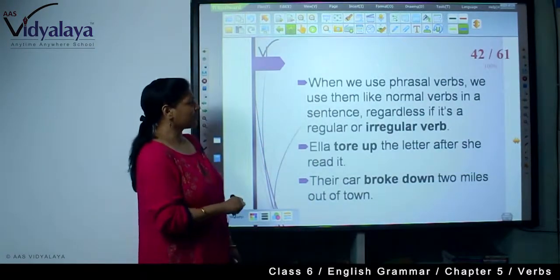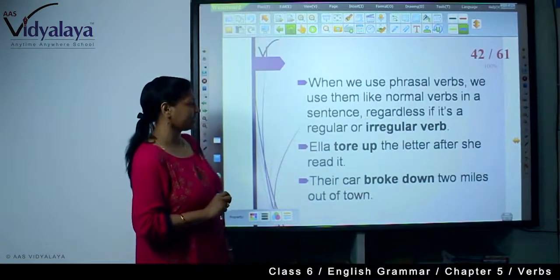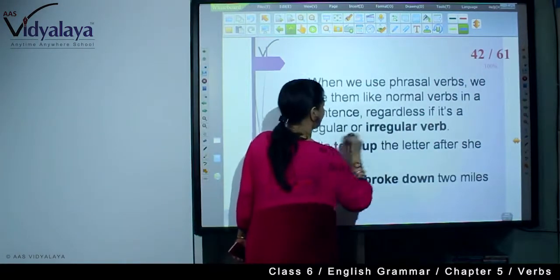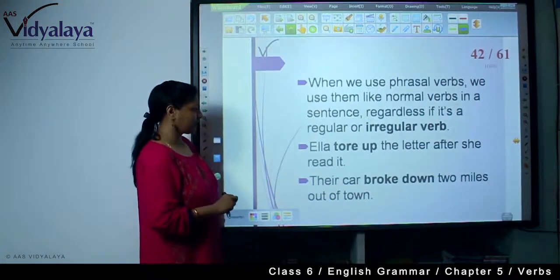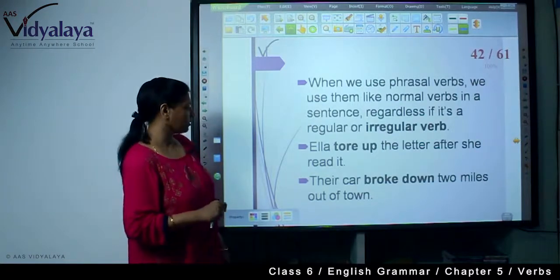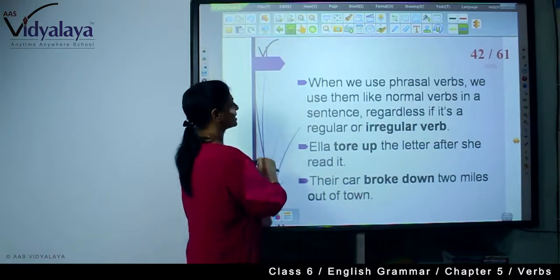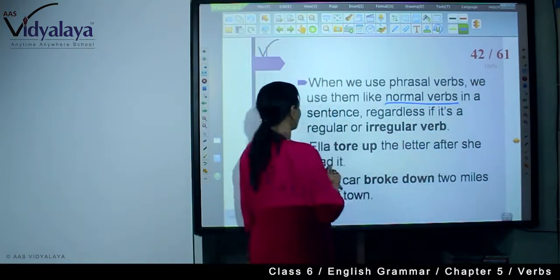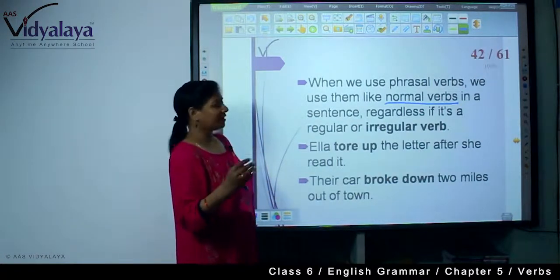Now, when we use phrasal verb, we use them like normal verbs in sentence, regardless if it's a regular or irregular verb. Now, Ela tore up the letter after she read it. Their car broke down 2 miles out of town. So here we are saying we use them like normal verbs in a sentence, regardless it's a regular or irregular verb.